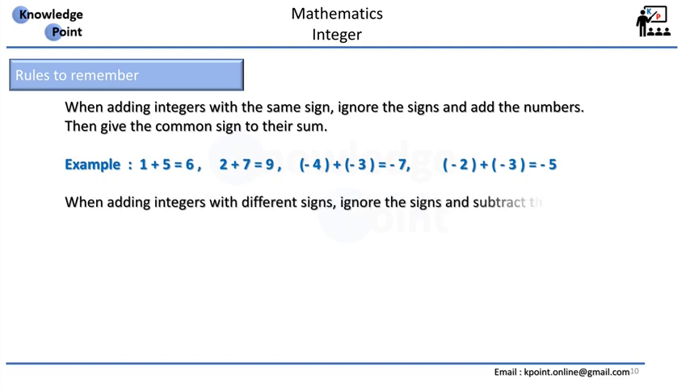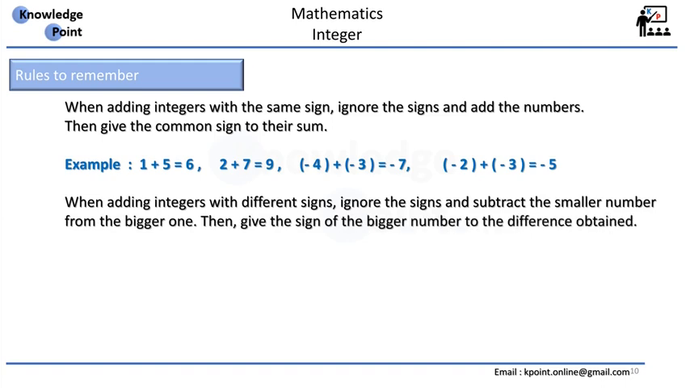When you are adding integers with different signs, positive and negative, in that case ignore the sign and subtract the smaller number from the bigger number. Okay, and then give the sign of the bigger number to the difference obtained. So let's see the example. Like here, first example, -1 plus 5. So ignore the sign. See which one is bigger. 5 is bigger. Which is smaller? 1 is smaller. So subtract the smaller number from the bigger number, that is 5 minus 1. The difference is 4.